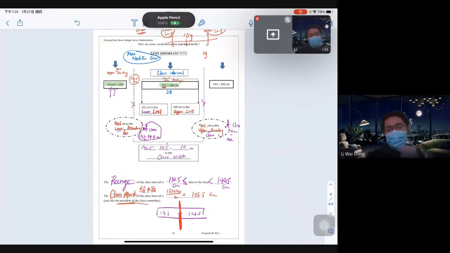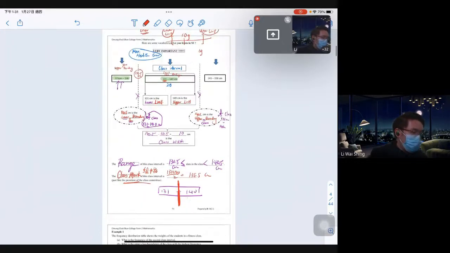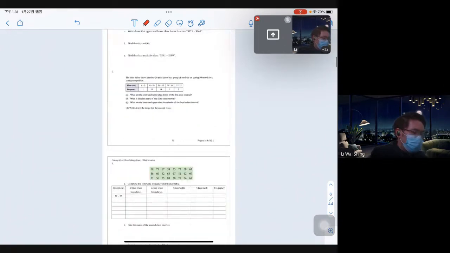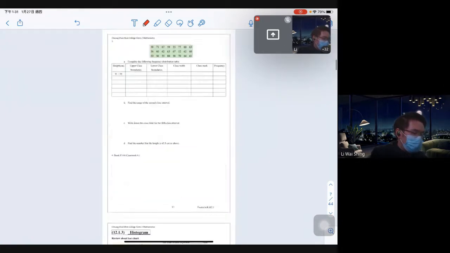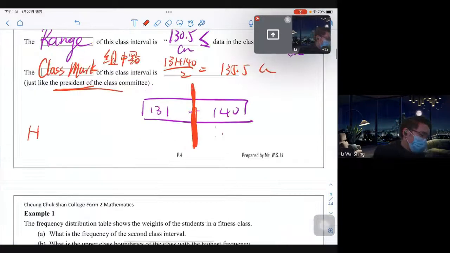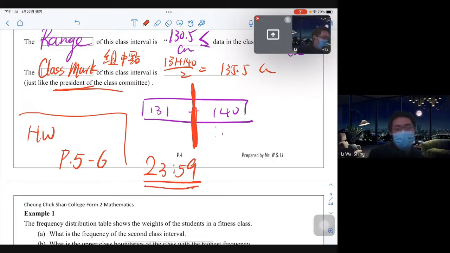Memorize it tonight. Okay, and then I will give you a test tomorrow. So tonight your homework is very easy. Please finish page 5 to page 6 of your notes. Submit it online. You know the code, 2359 tonight.